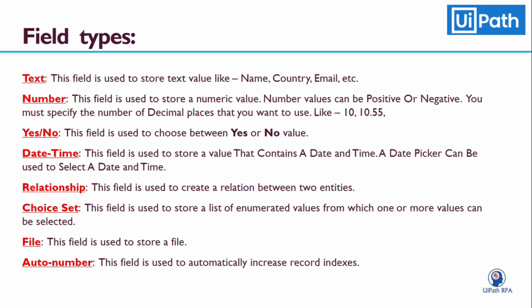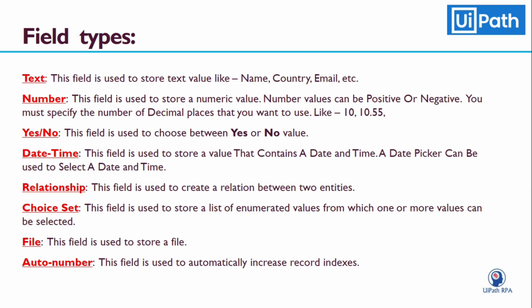Next field type is yes or no. This field is used to choose between yes or no value. Date time. This field is used to store a value that contains a date and time. A date picker can be used to select a date and time. Relationship. This field is used to create a relation between two entities. We'll talk about this relationship in another video in great detail.